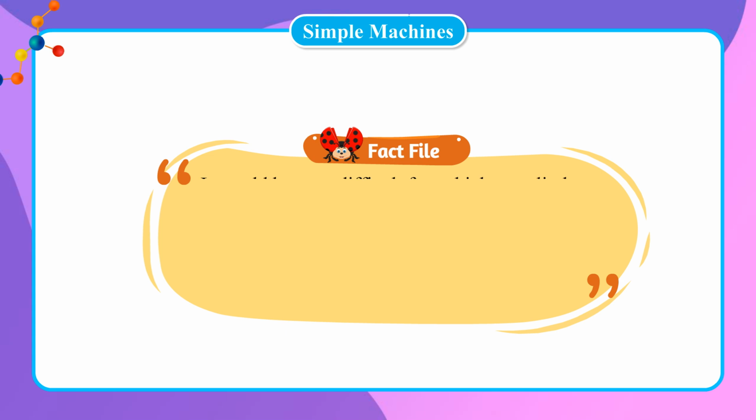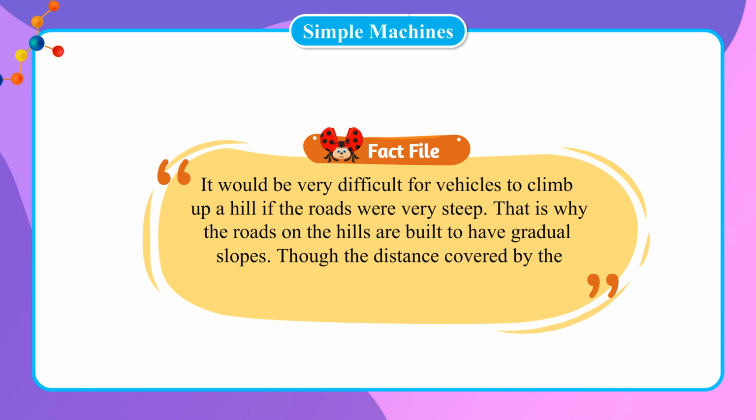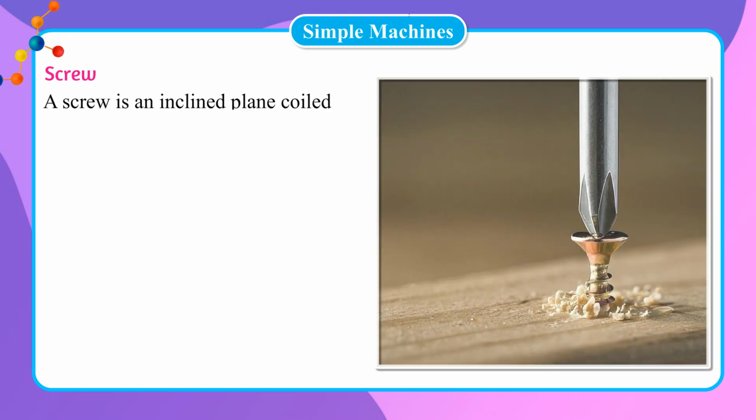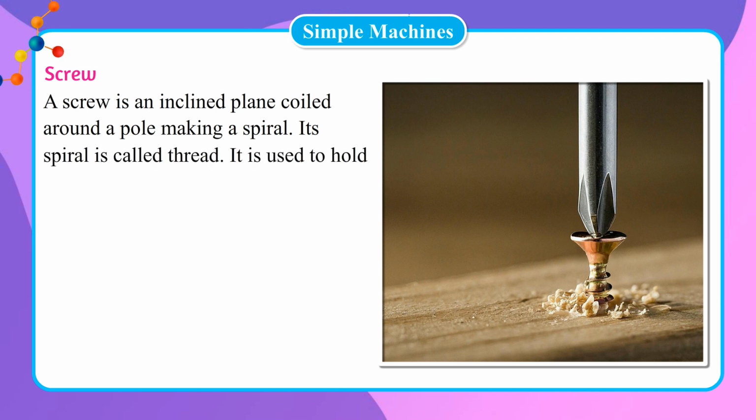Fact file: it would be very difficult for vehicles to climb up a hill if the roads were very steep. That is why the roads on the hills are built to have gradual slopes, though the distance covered by the vehicles is more but is easier through gradual slopes. Screw. A screw is an inclined plane coiled around a pole making a spiral. Its spiral is called thread. It is used to hold things together.